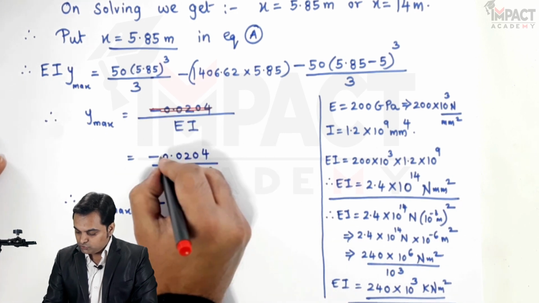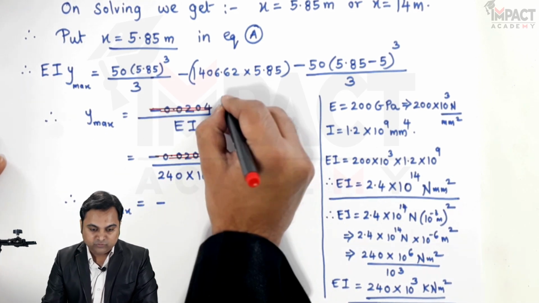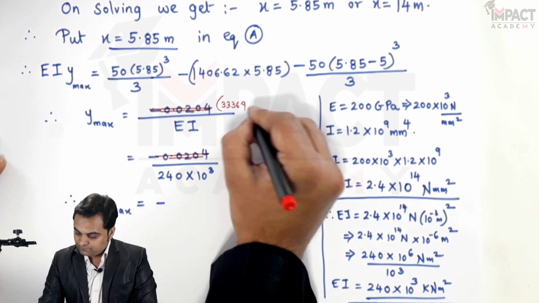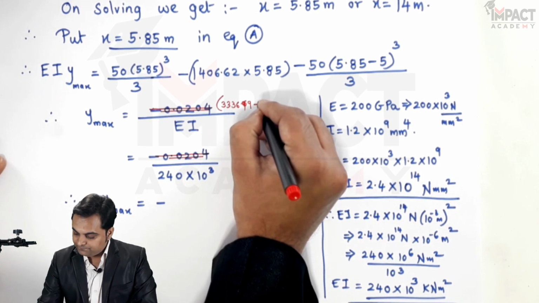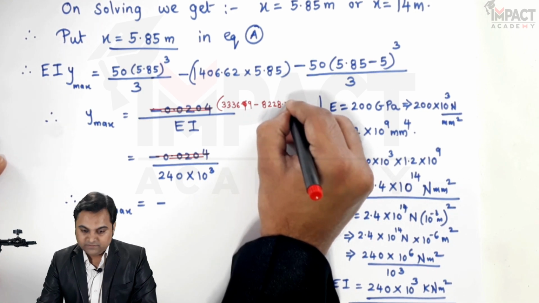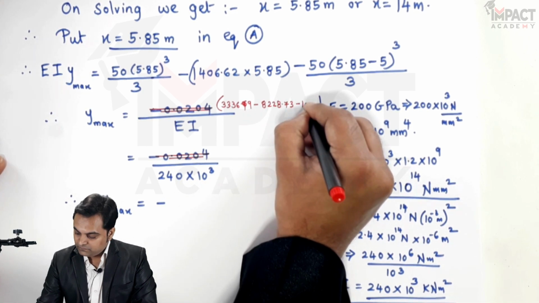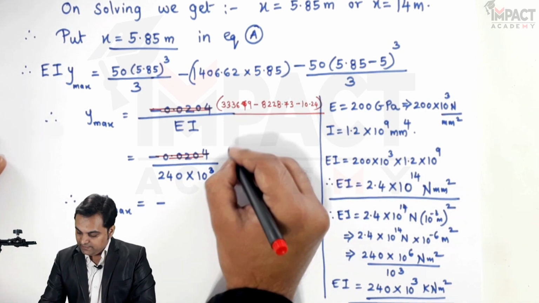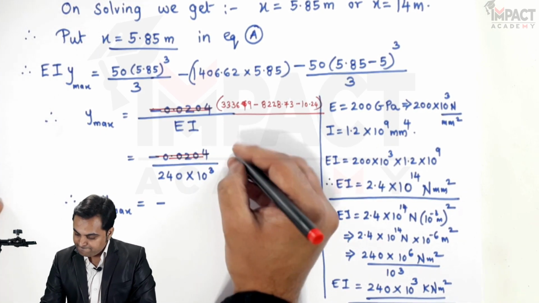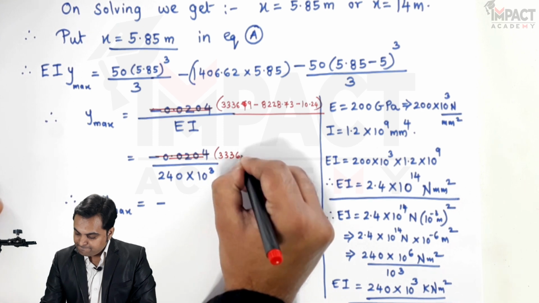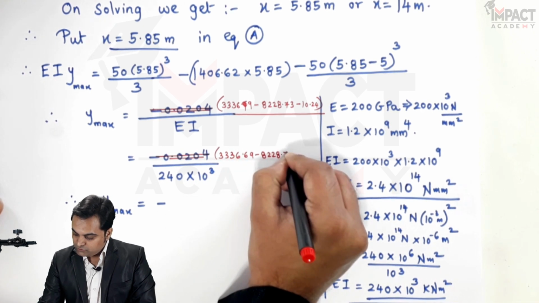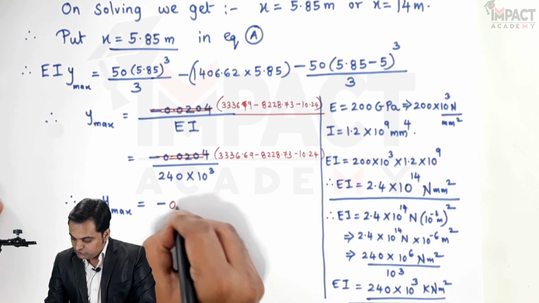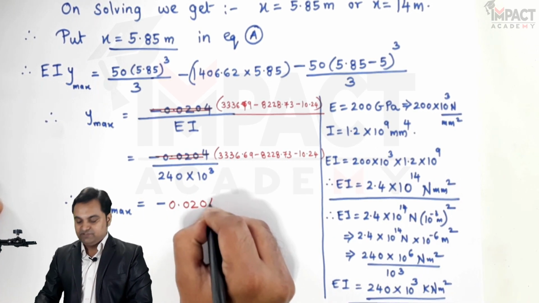So it would be 2.4 into 10 raised to 3 kilonewton meter square. This numerator value is divided by EI. I'll write the final answer separately, in this term, the first term, this is the final answer in actual. So this first term came out to be, and the second term, and the last term. So this was actually divided by EI, and after that, the answer which I am getting, minus 0.0204, is my final answer.